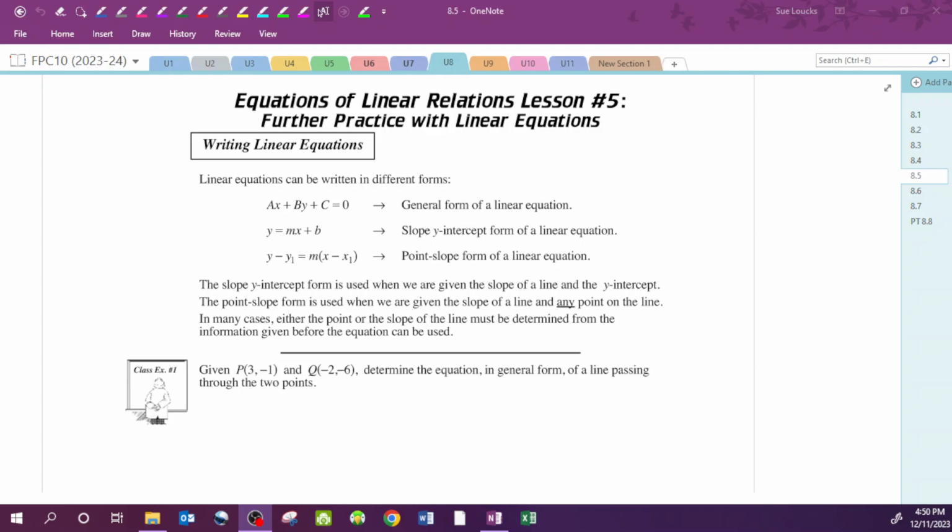Okay, this is lesson 5 with further practice. I'm going to do the quick and dirty version again and not work through all the examples, because that was easier for me and I hope it's not as boring for you.